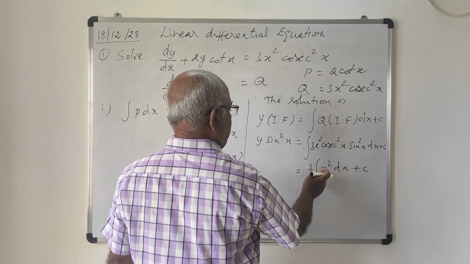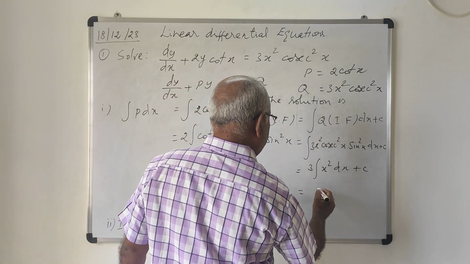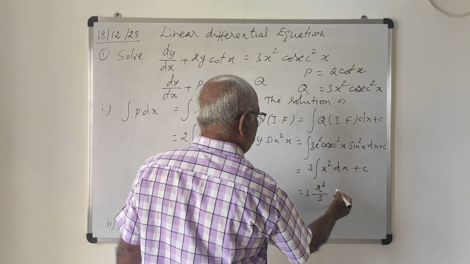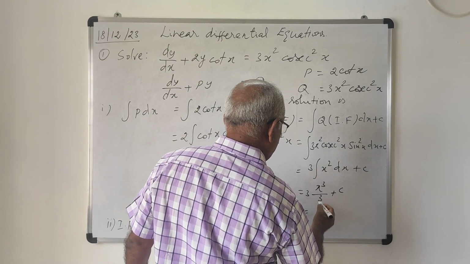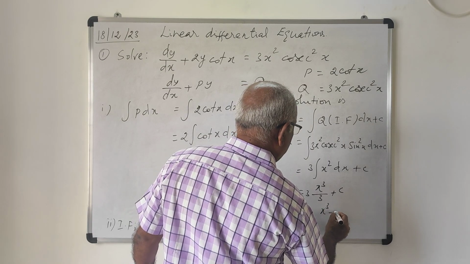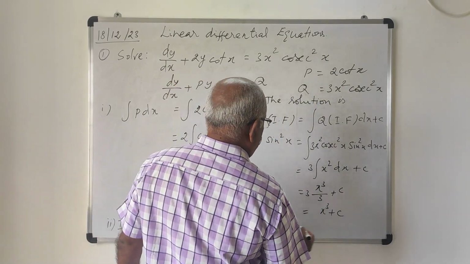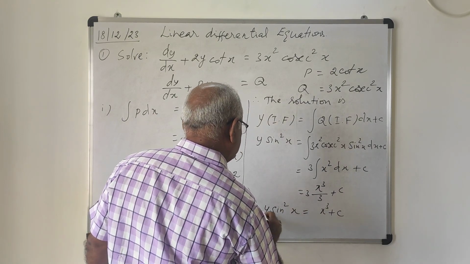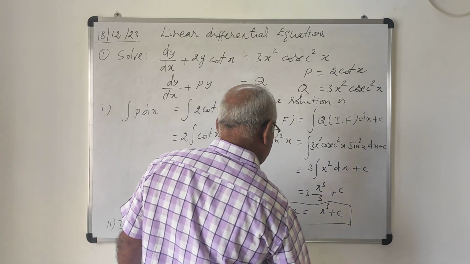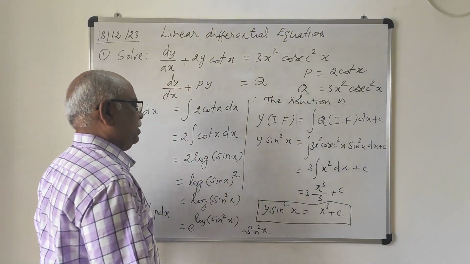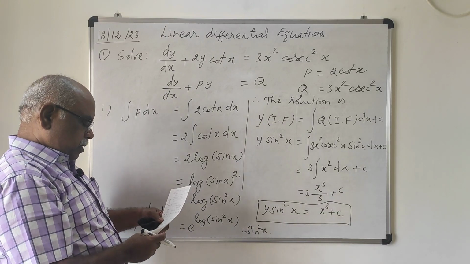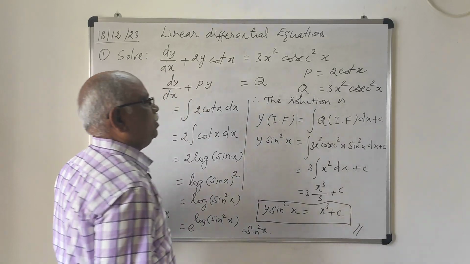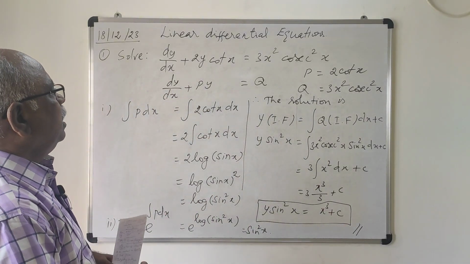1 into 3x square is 3x square, you can take 3 out of the integral, you will get x square, the integration is x cube by 3. Here you have 3 into x cube by 3 plus c, the 3 cancels, you will get x cube plus c. So y into sin square x equal to x cube plus c. This is the general solution for the given differential equation.